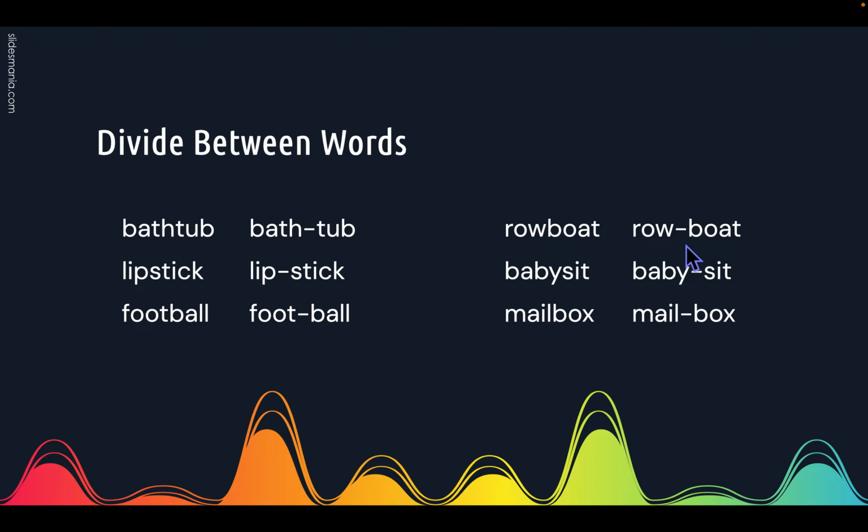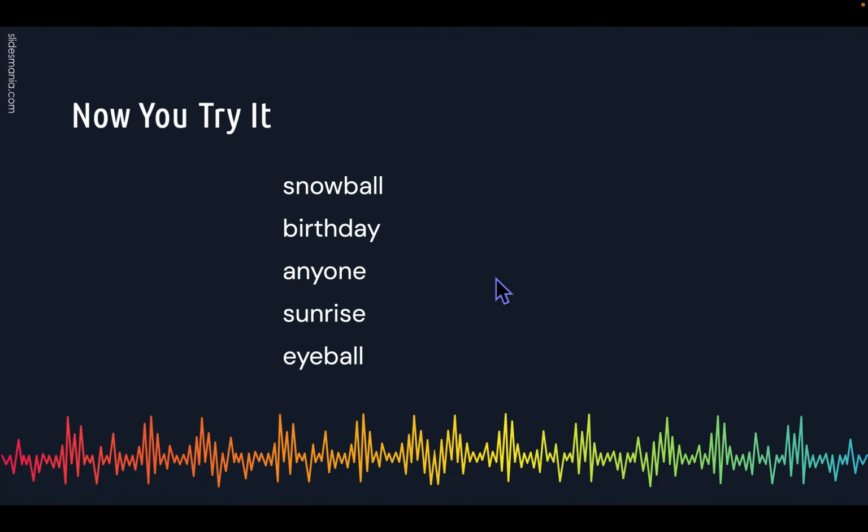Here we have rowboat, lipstick. Oh, right here, this one. This is the word baby. It has 2 syllables. And here's the word sit. So I divided here for babysit, although this actually has 2 syllables. Football and mailbox. So try that with these compound words. Divide between the 2 words.